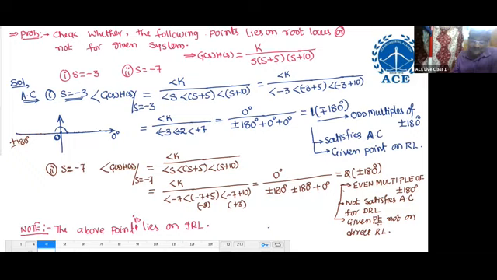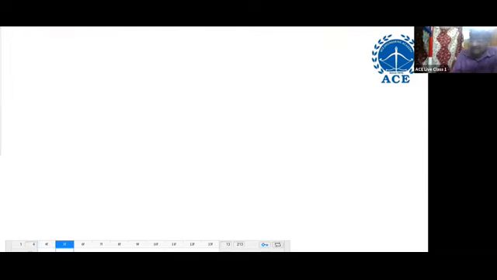Next, magnitude condition. What is the magnitude condition? Whether it is positive feedback or negative feedback, the magnitude condition does not change.